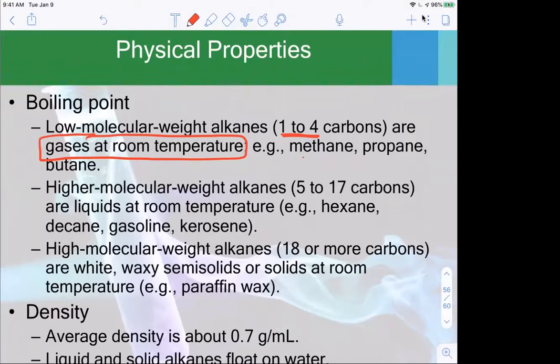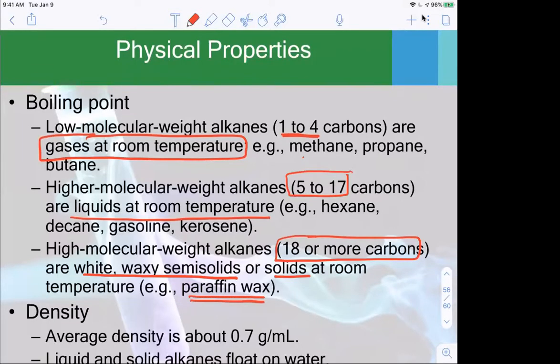So this would be methane, propane, and butane. If I have 5 to 7 carbons, they're probably liquids at room temperature. So it's a little bit higher molecular weight. So hexanes, decanes, gasolines, kerosene. And if I have 18 or more carbons, they're going to be white, waxy semi-solids or solids. Think about paraffin wax.